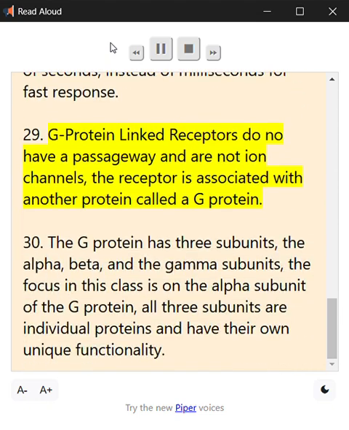29. G-protein linked receptors do not have a passageway and are not ion channels. The receptor is associated with another protein called a G-protein. 30. The G-protein has three subunits, the alpha, beta, and the gamma subunits. The focus in this class is on the alpha subunit of the G-protein. All three subunits are individual proteins and have their own unique functionality.